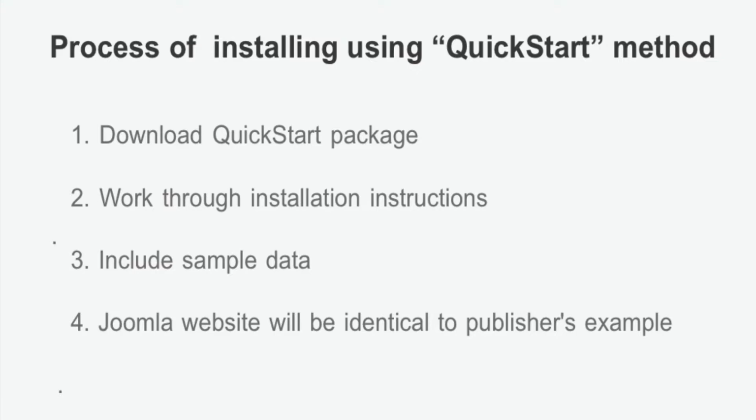You would first download the Quickstart package from the template developer. Then you'd work through the installation instructions. These will be similar to those that you followed when you installed Joomla back in Lesson 2. Always make sure you install the sample data. And then 4, when the installation is complete, you'll have a working Joomla website that looks pretty much exactly the same as the demo version on the developer's website.